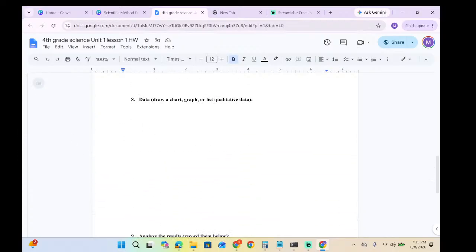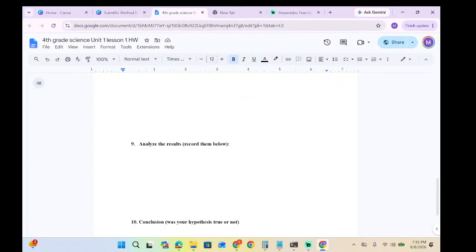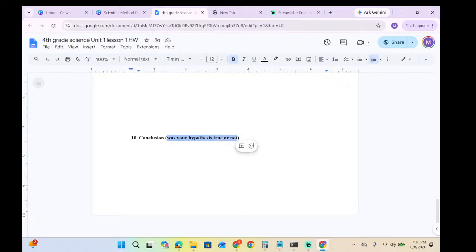And then this is where your data collection comes in. Step 8, draw a chart, graph, or list qualitative data. Have all the space. Then analyze the results and the conclusion. Was your hypothesis true or not? This is, in fact, guys, the most important part of your conclusion: to figure out if the hypothesis was true or not, and what you can do to improve your experiment next time. That is what you have to remember when you're doing your conclusion.